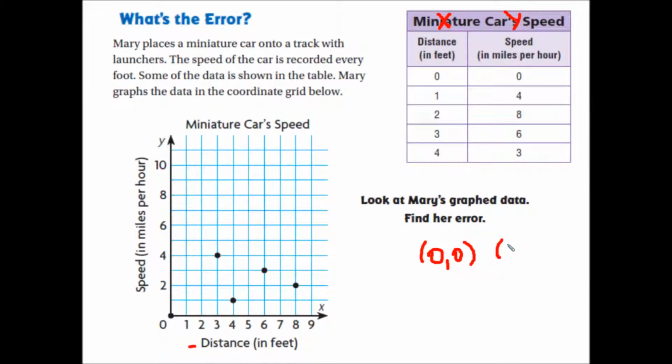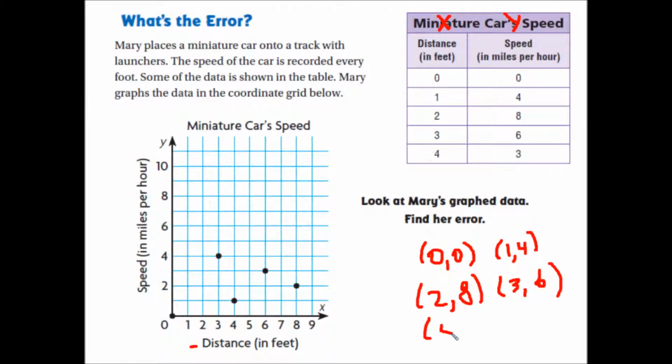At distance 1 foot, we have 4 miles an hour, so that's (1, 4). At a distance of 2 feet, it's going 8 miles an hour. At a distance of 3 feet, it's going 6 miles an hour. 4 feet and 3 miles per hour. So let's see if her graph matches that. So the first point is (0, 0). And we can see that (0, 0) is correct, so that point is correct.